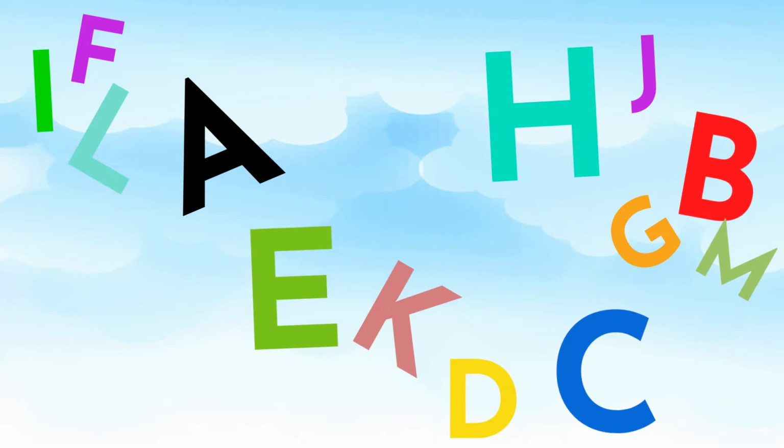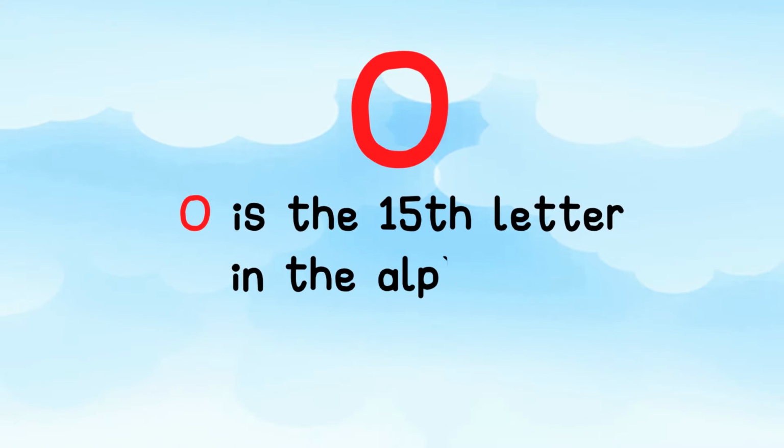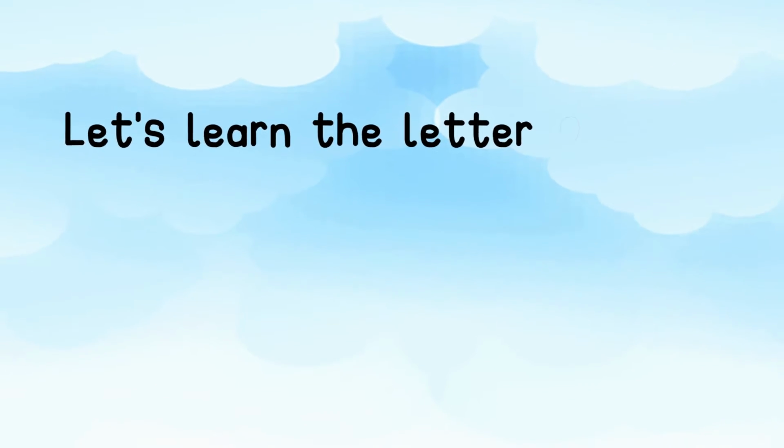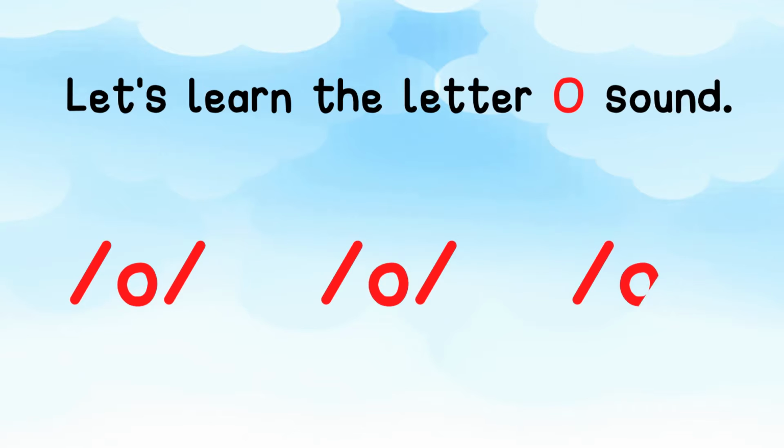Did you know there are 26 letters in the alphabet? Let's learn about one now. Here comes O. O is the 15th letter in the alphabet. O is a vowel. Let's learn the letter O sound. O goes ah. Now you.